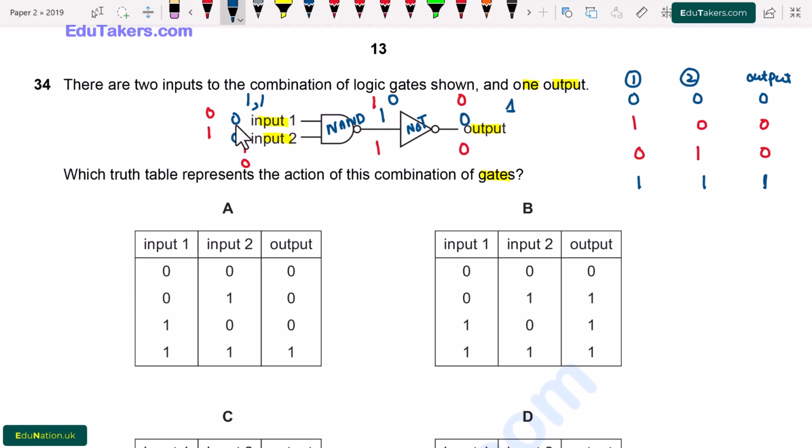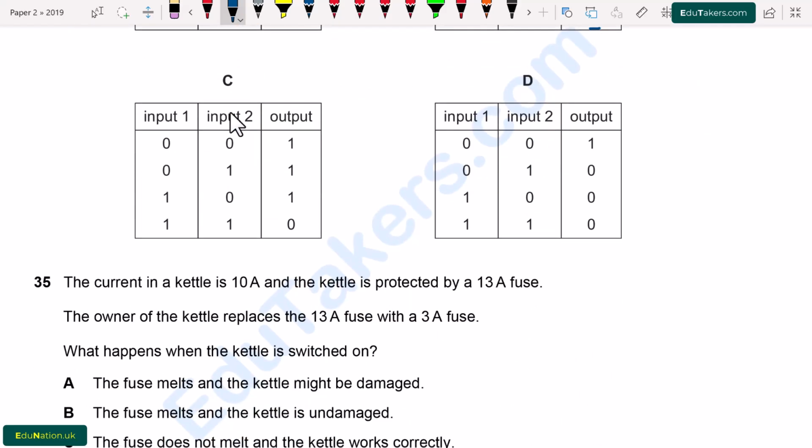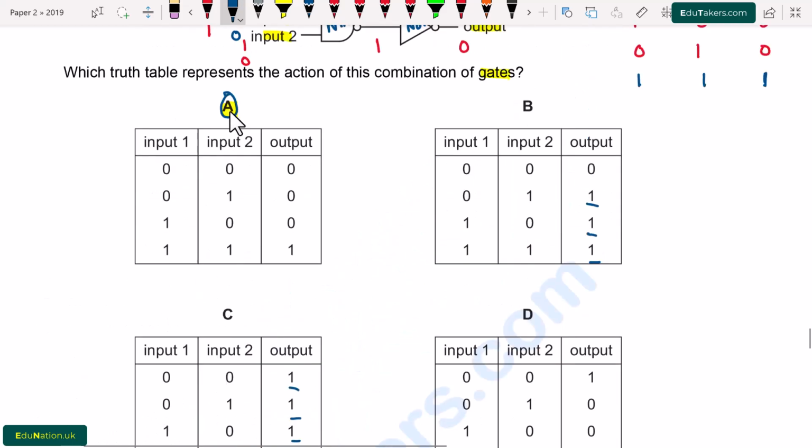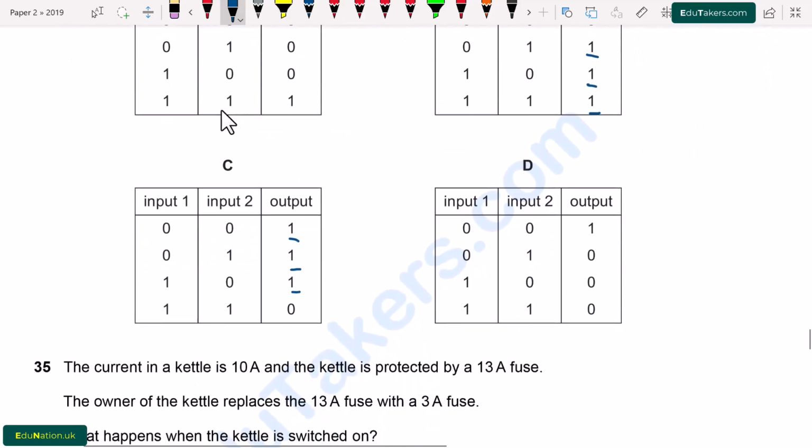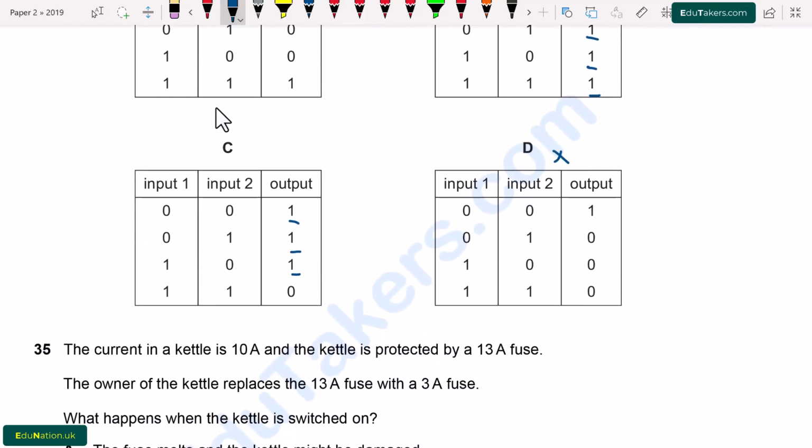So we see the tables here. Only in table 1, the inputs and outputs match. So option A is correct. Option B is incorrect because out of these, there is only one high output. And also C is incorrect because of these three high outputs. D is also incorrect because the output is high only when both of the inputs are high. So this is also incorrect.